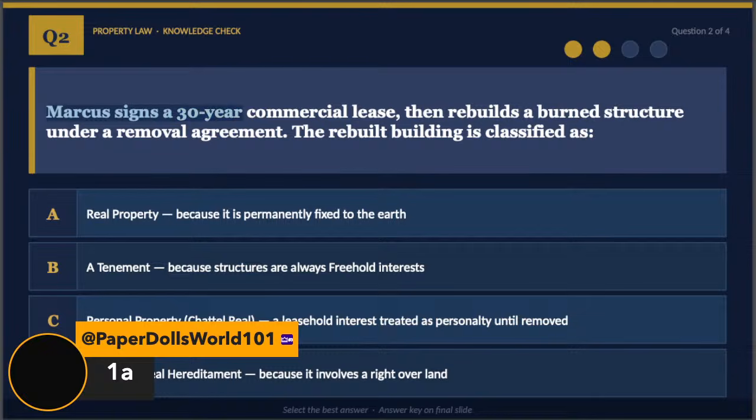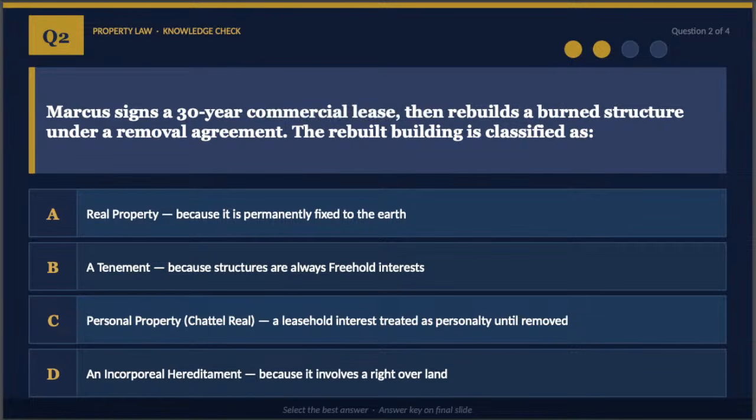Mark assigns a 30-year commercial lease. Then rebuilds a burned structure under a removal agreement. The rebuilt building is classified as... Okay, so look at this. He signed a 30-year commercial lease, but then he rebuilds a burned structure under a removal agreement. Woohoo boy, just to make it complicated.